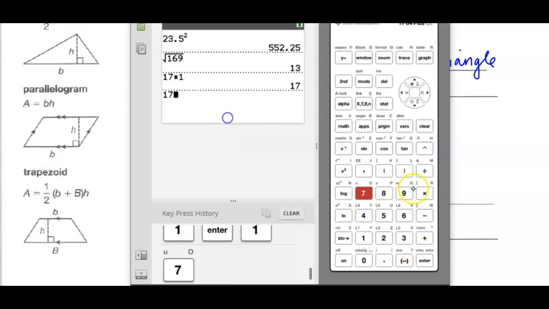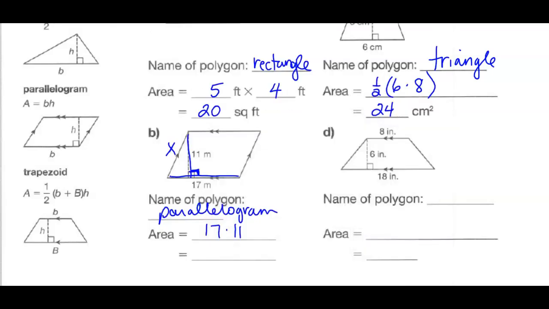So 17 times 11. Oops. Didn't register in my calculator. 187. And that's going to be meters squared. This one's a trapezoid, so it has just two sides that are parallel. The other two aren't.